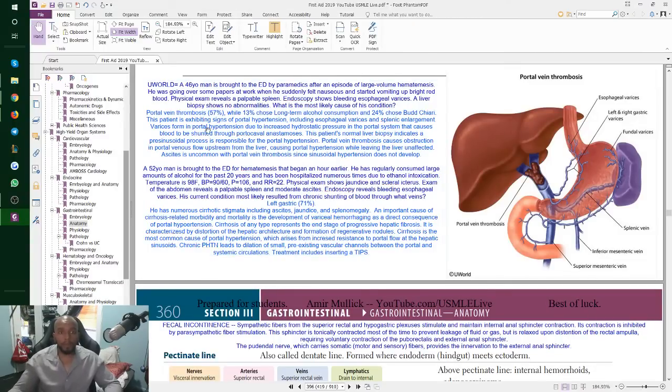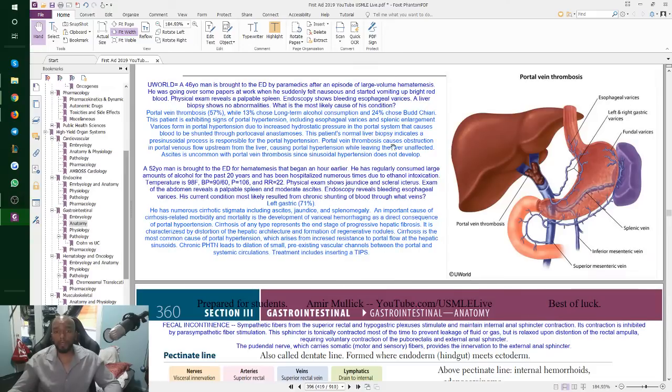Varices form in portal hypertension due to increased hydrostatic pressure in the portal system that causes blood to be shunted through portal caval anastomosis. This patient's normal liver biopsy indicates a pre-sinusoidal process is responsible for the portal hypertension. Pre-sinusoidal means that the liver itself is not the culprit here, right? And his liver biopsy being normal means that there's no cirrhosis occurring, nothing is wrong with it. There's no inflammation, so it's not hepatitis either.